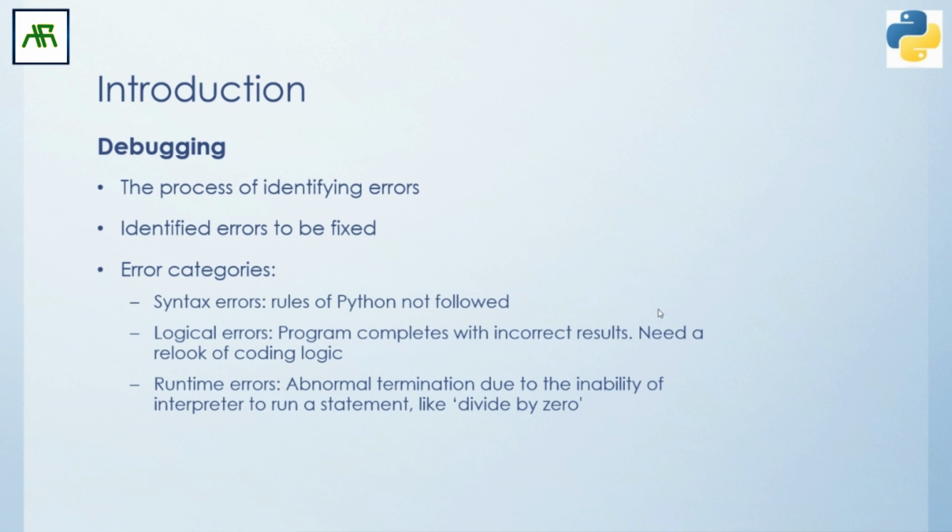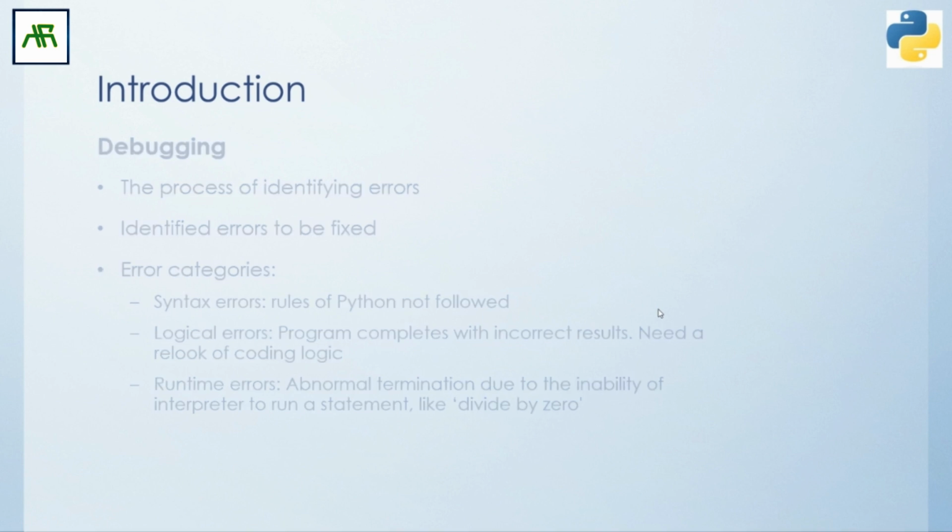And runtime errors are abnormal termination due to some issue with the system itself. Say it's not able to access a particular memory, or a divide by zero error during the process. Those things are called runtime errors.